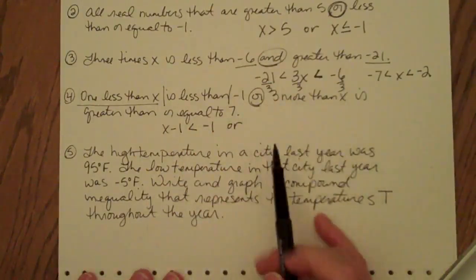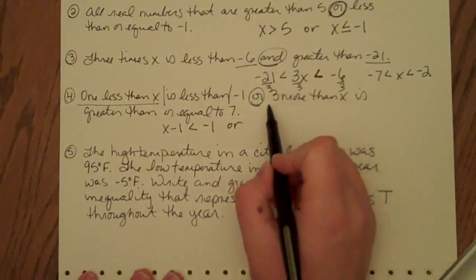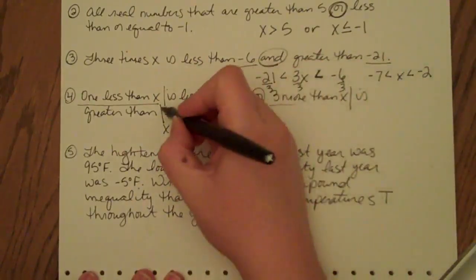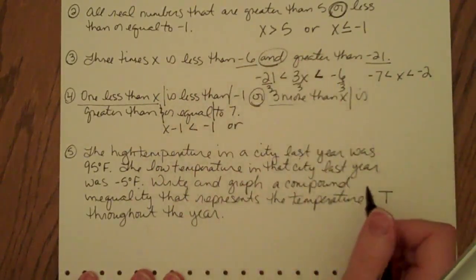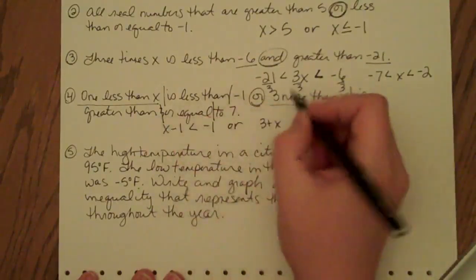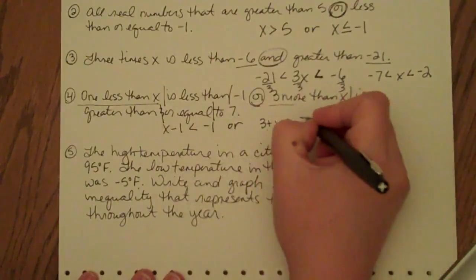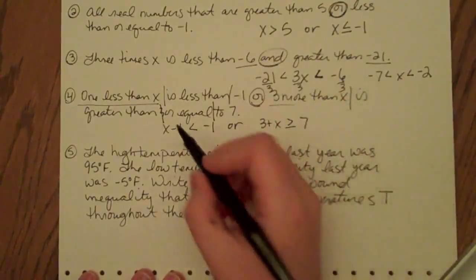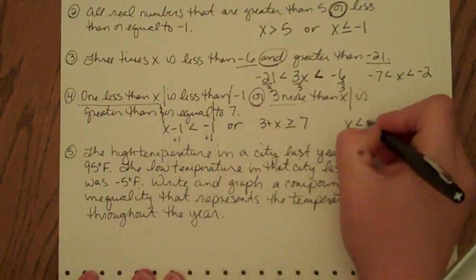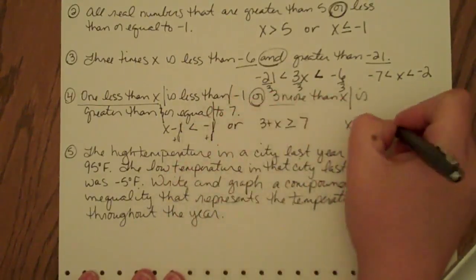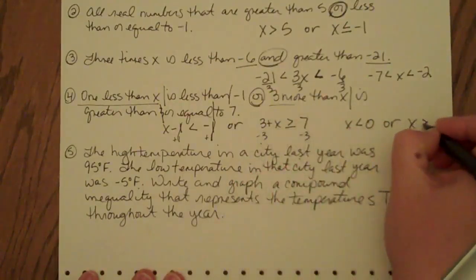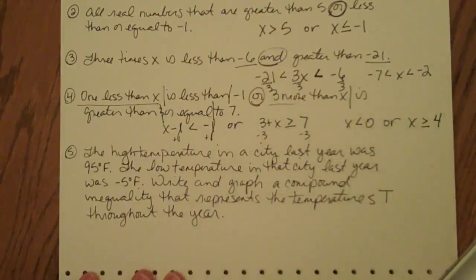Now this after the word or gives us our second inequality. We have 3 more than x is greater than, greater than or equal to, I didn't finish reading, 7. So 3 more than x is 3 plus x is greater than or equal to, that gives us our sign, and a 7. And if we were going to solve this, we would add 1 to both sides here, which gives us x is less than 0. Or, and here we would subtract 3 from both sides, x is greater than or equal to 4.